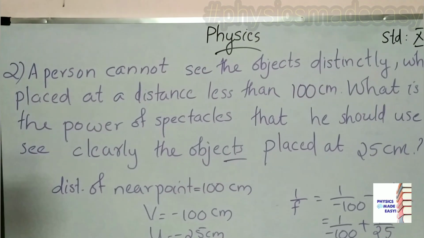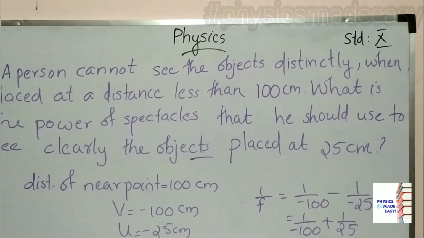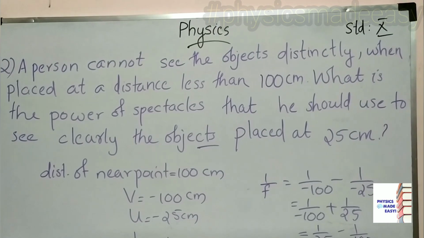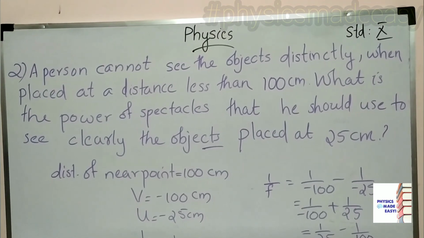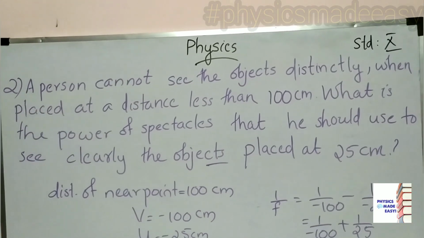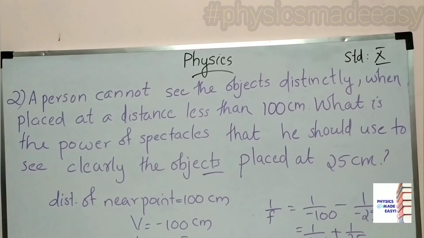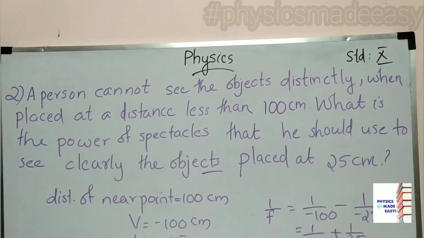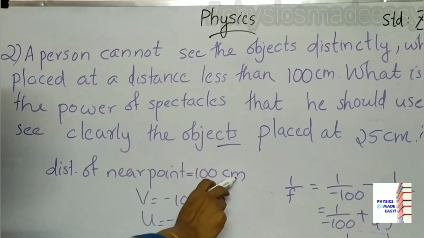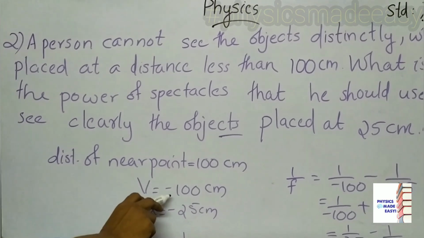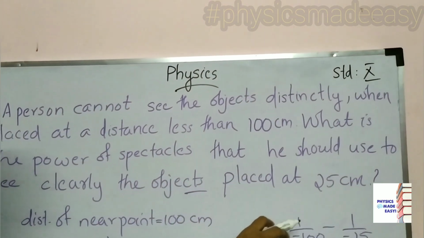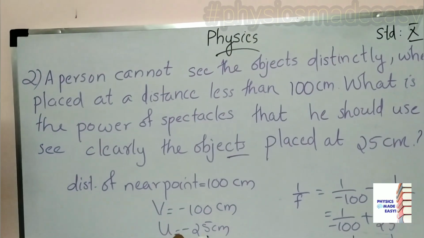Another question. A person cannot see the objects distinctly when placed at a distance less than 100 centimeter. What is the power of spectacles that he should use to see clearly the objects placed at 25 centimeter? From that you can write the distance of the near point, that is given as 100 centimeter. So v is equal to minus 100 centimeter. Then the objects are placed at 25 centimeter. So u is equal to minus 25 centimeter.